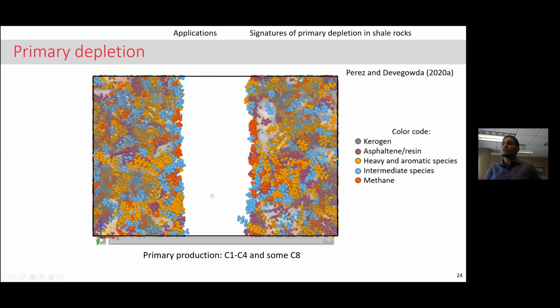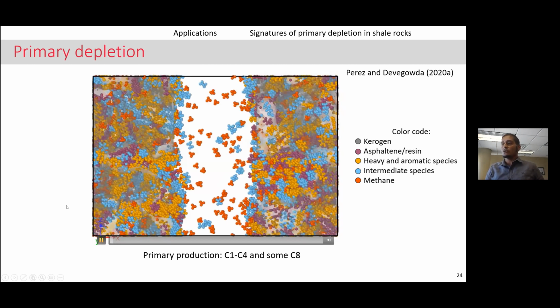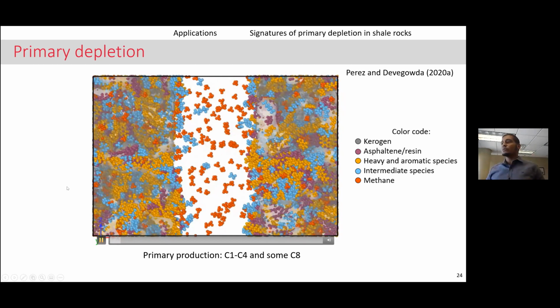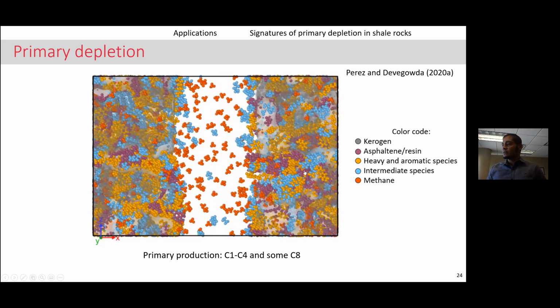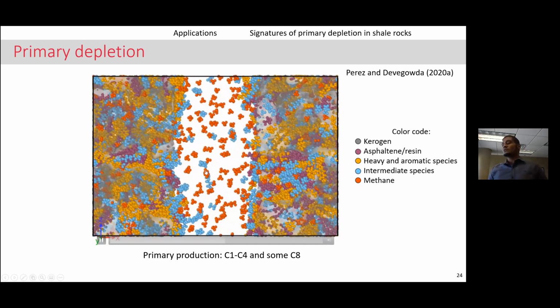And here I'm going to be showing you a video of what exactly happens. You can see the kerogen atoms in gray, asphaltene and resin in purple or violet. And you have the methane, and the intermediate species. I would like for you to focus on the space in the center over here. As I play this video, we're going to be producing some of the fluid molecules from within the kerogen into this space over here.